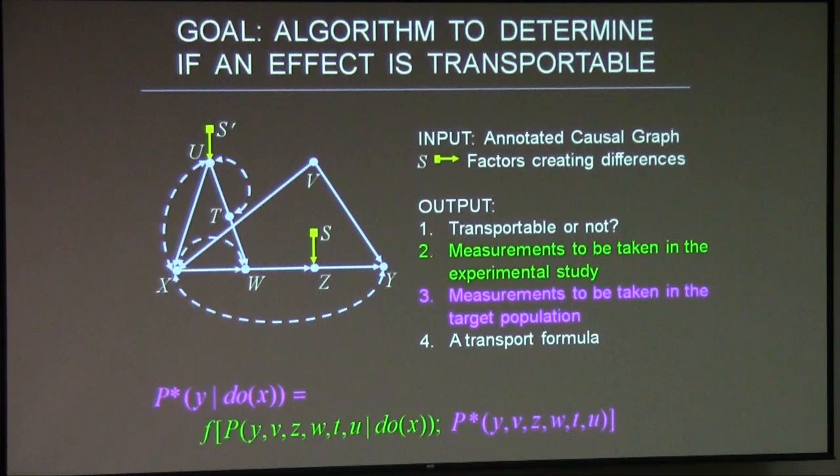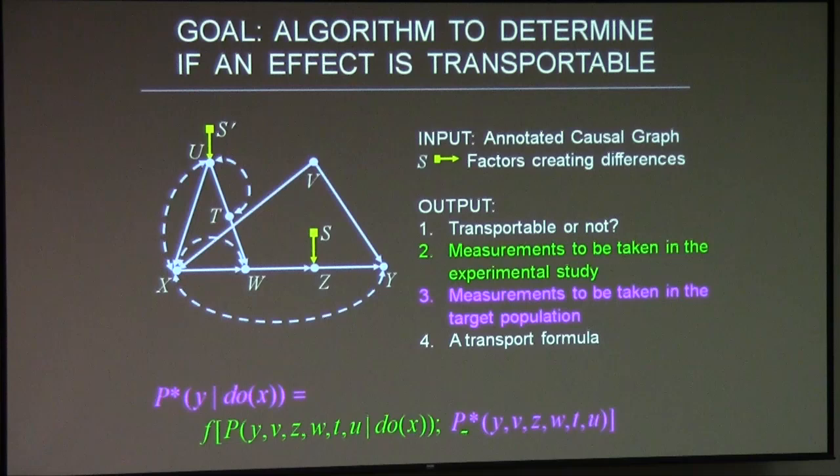The expected output, the demand from yourself and from the calculus, would be first, a yes or no answer. Is it transportable or not? Can I estimate bias-free my desired quantity, the cause-effect of X and Y in New York City? If no, be honest. Let me know. I wouldn't spend much time. It saves hours of work. Then tell me, what measurements do I need to take in each study, in New York and Los Angeles? And then tell me how to combine them. So this is a combination rule.